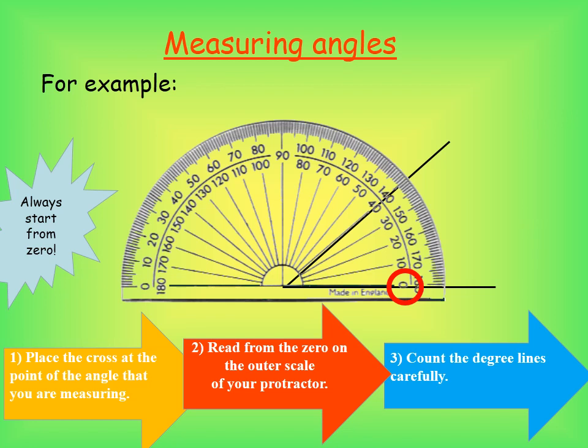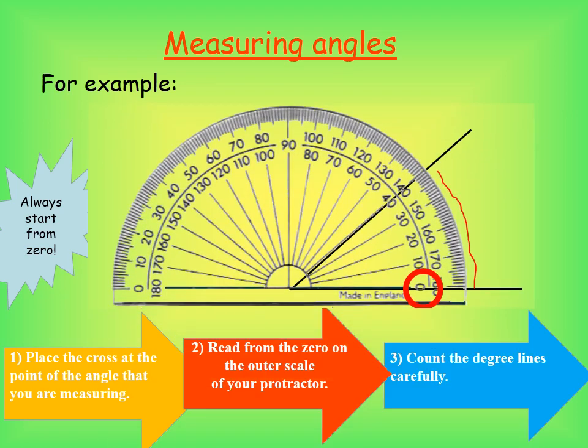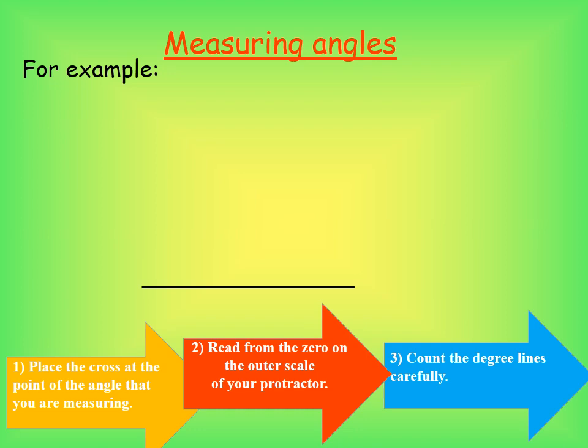After that, we want to count the degrees. Okay, you can see here two scales, 0 and 180. We will start from 0, not from 180. So from 0 we will count 0, 10, 20, 30, 40. So the measure of this angle is 40 degrees.